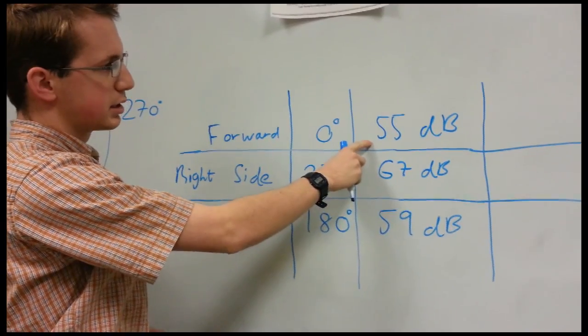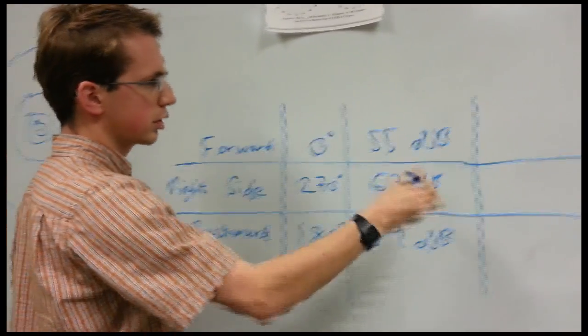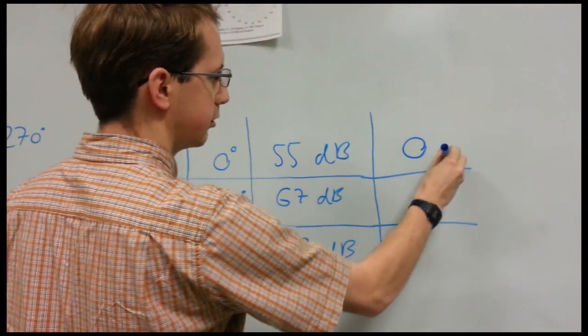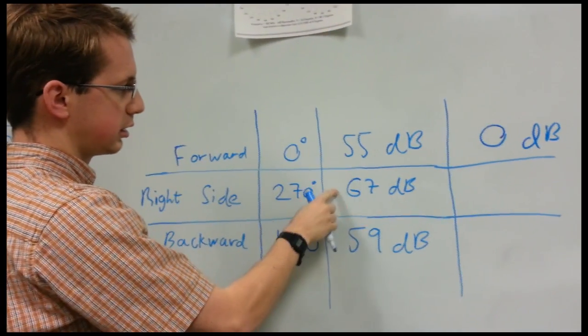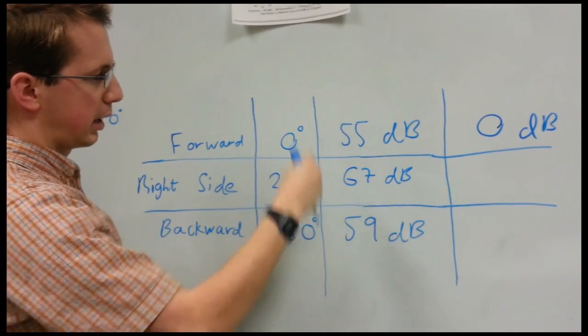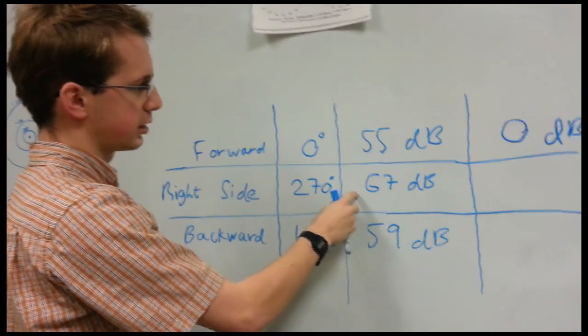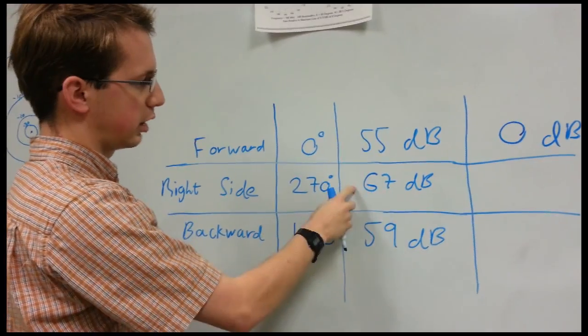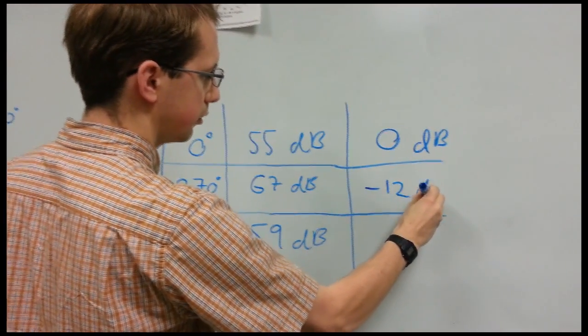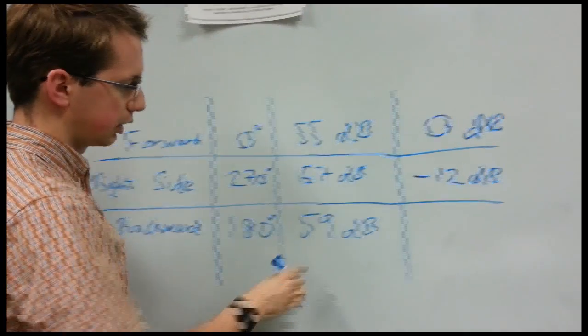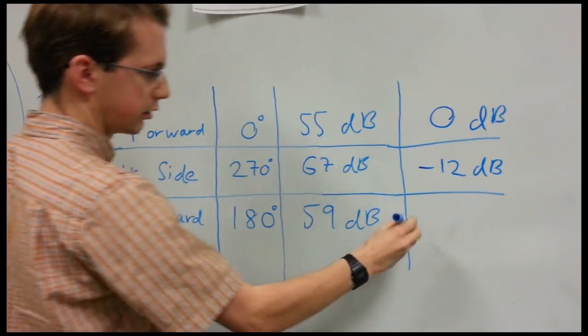So we're going to normalize this to 0 dB. So this becomes 0, and then each of these is going to be a negative amount below that, the difference it is with that. So this is 12 dB above in loss, so it'll read as negative 12. And then this will read as negative 4.